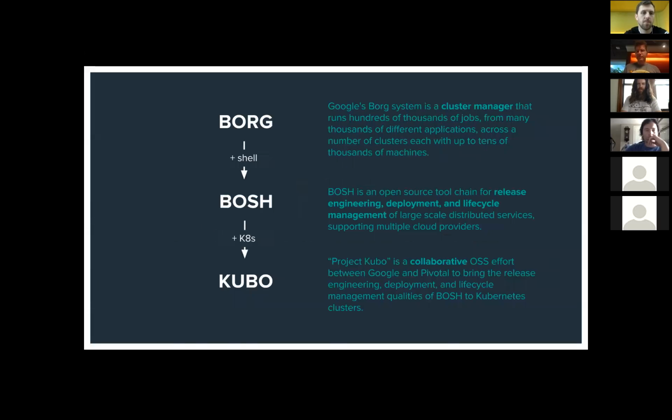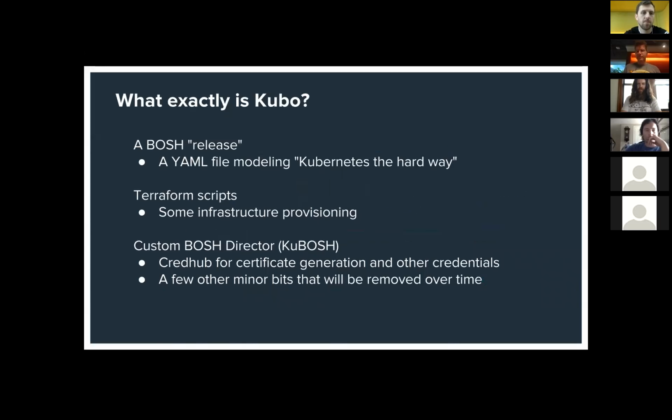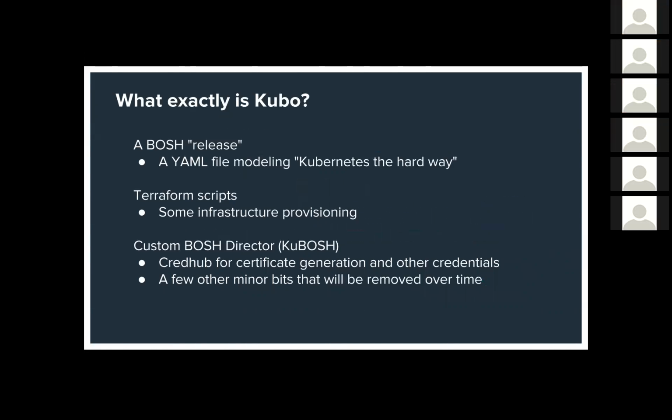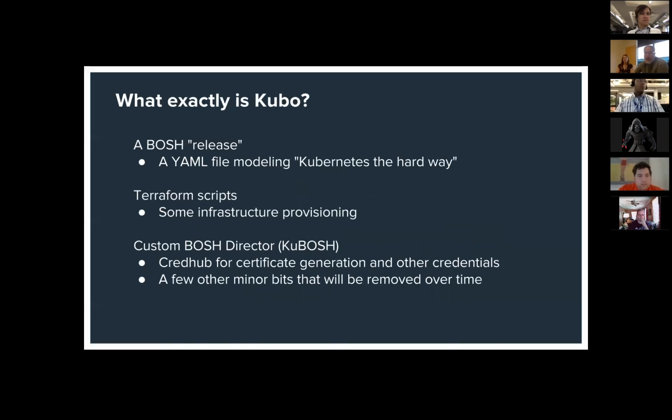So this is what Kubo is. Kubo is BOSH plus Kubernetes. It's an open source project that was worked on between Pivotal and Google. So what exactly is it? Fundamentally, it's a BOSH release. As I said, BOSH can be used to deploy lots of different software, including Cloud Foundry. And what we've done is provide a manifest file for deploying Kubernetes the hard way via BOSH.